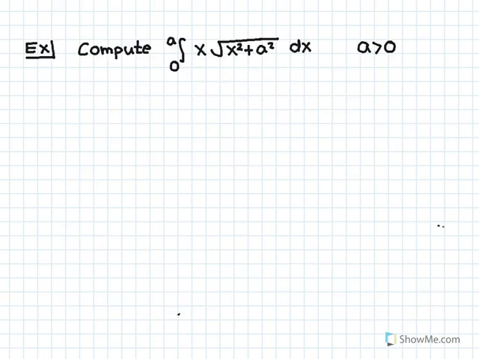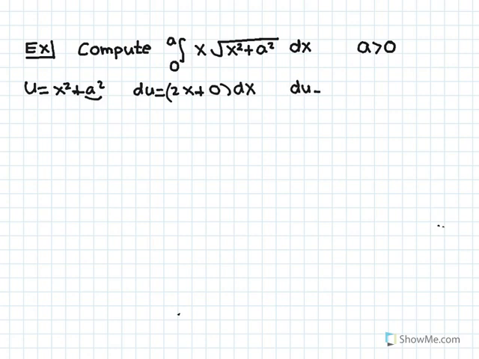All right, the next question is looking at the definite integral from 0 to a, x root of x squared plus a squared, integrated with respect to x. We're going to let u be the inside function as usual, so we'll let u is equal to x squared plus a squared. The derivative du is going to be 2x plus the derivative of a squared, which is going to be 0 because a squared is a constant. It doesn't change with respect to x. So it's going to be 2x plus 0 times dx. Let's simplify. Du is 2x dx.